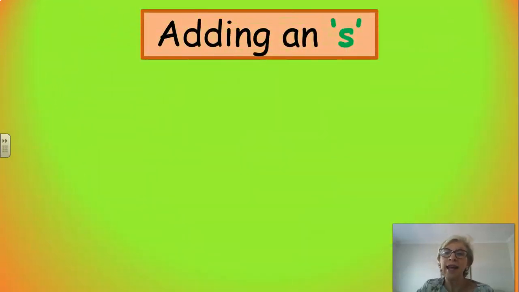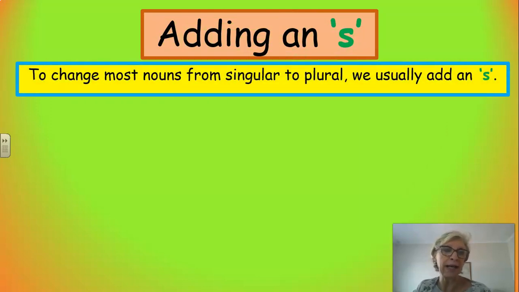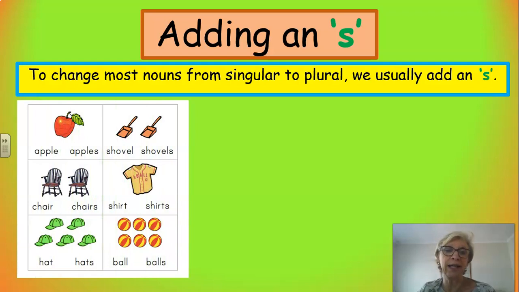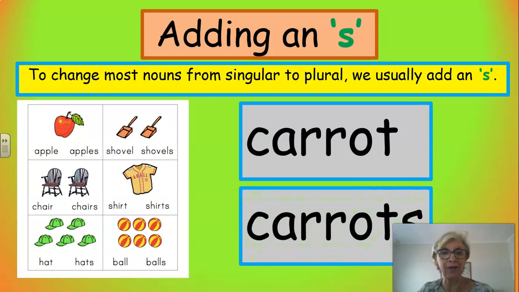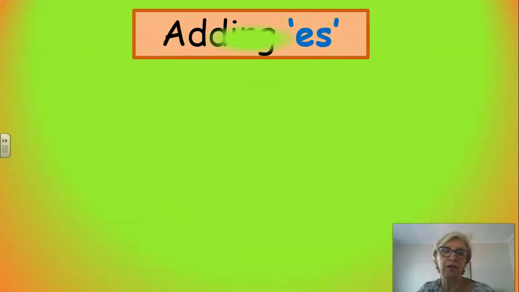Right, so let's add an S to these words, guys, to change most nouns, and a noun, you know, is a naming word, from singular to plural. We usually just add an S, and it's quite easy, like apple becomes apples, one shovel, two shovels, one chair, two chairs, one shirt, two shirts, one hat, many hats, and one ball, lots of balls. Carrot becomes carrots. Just very easy. It's the easiest plural to have to deal with.